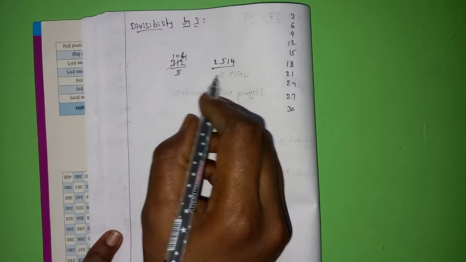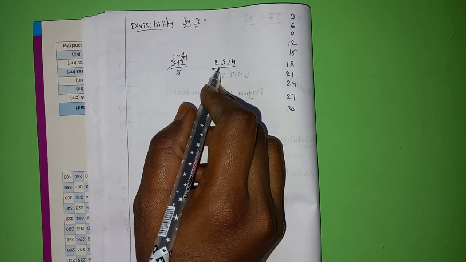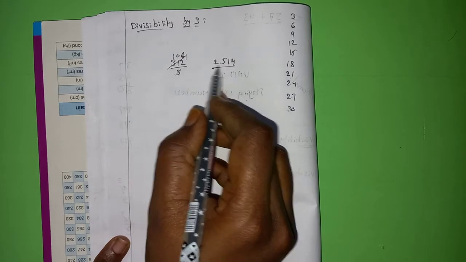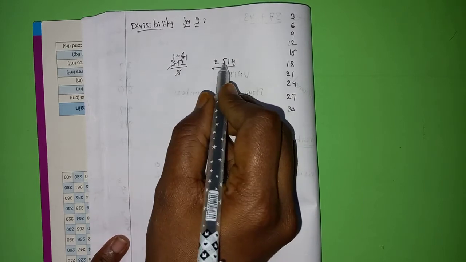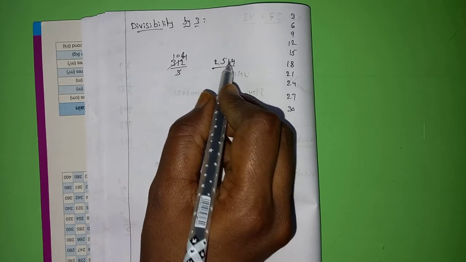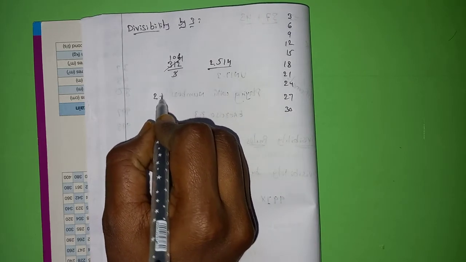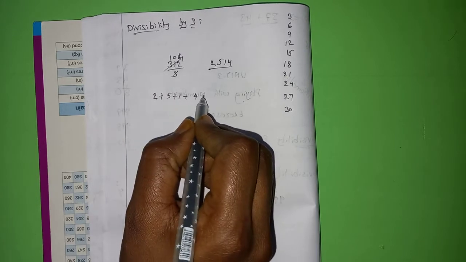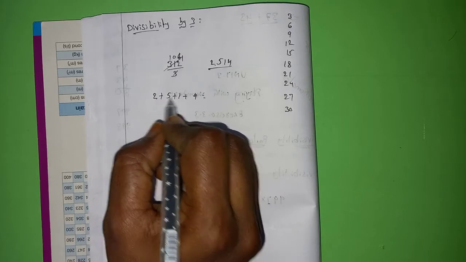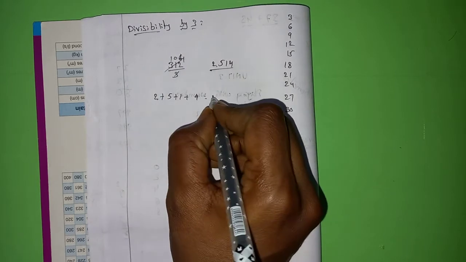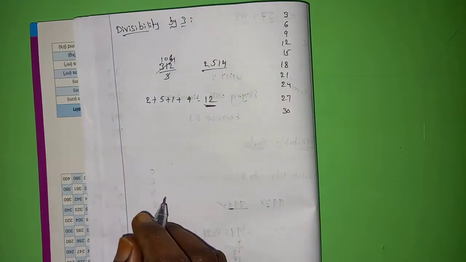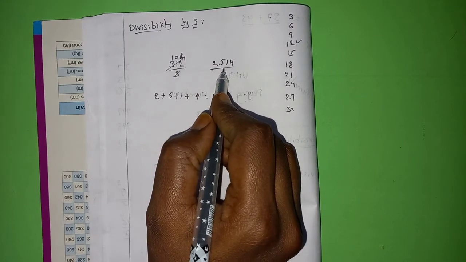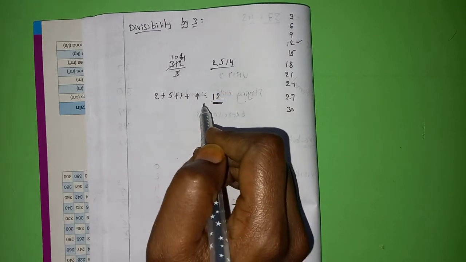So instead of calculating and knowing whether the number is divisible by 3 or not, there is a small trick. Just add the digits. What is this number? 2514. You have to add it like this: 2 plus 5 plus 1 plus 4. 2 plus 5 is 7. 7 plus 1 is 8. 8 plus 4 is 12. Is 12 divisible by 3 or not? Of course, 12 is divisible by 3. So 2514 is divisible by 3.